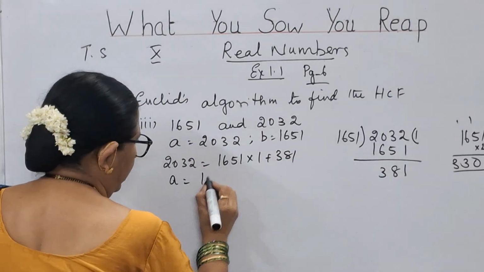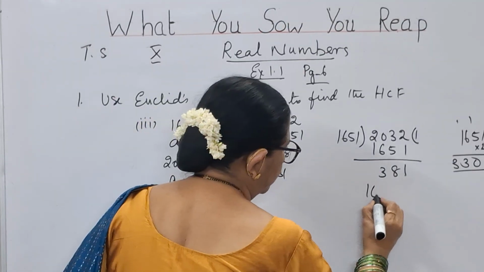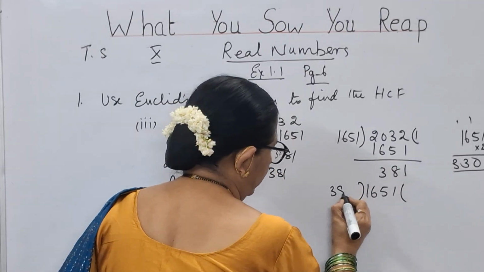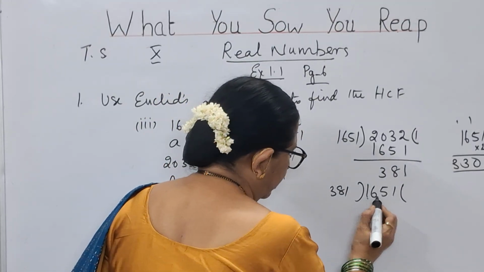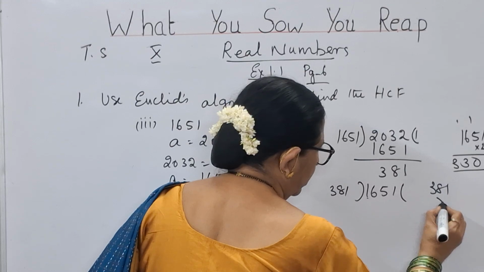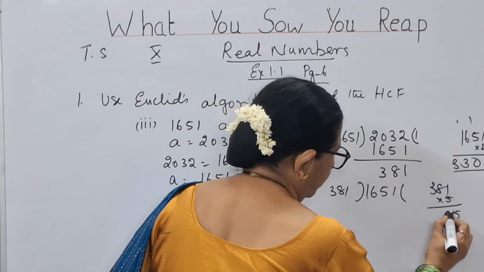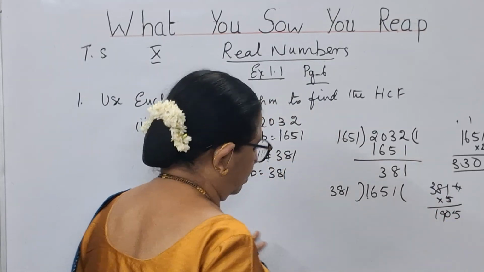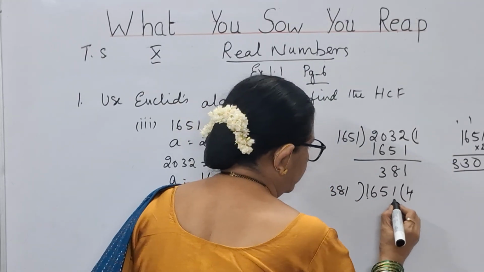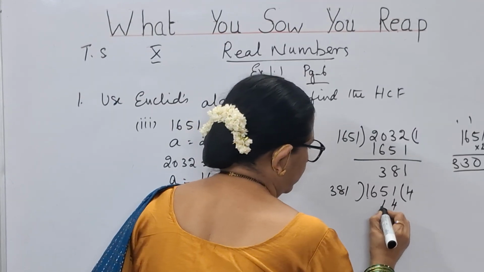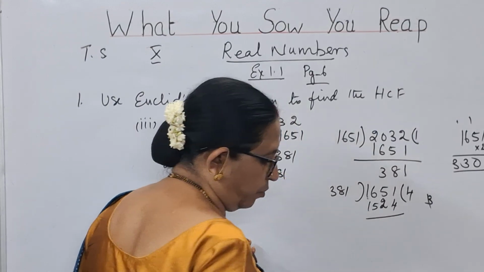Now, you take A as 1651, B as 381. So 1651 divided by 381. Here 1651 by 381 means 16 is there. So 381 into 5. Let us see. 381, 5 1s are 5. 5 8s are 40. 15 plus 4 is 19. So it is a bigger one. So we need to go for 4. When you go for 4, 4 1s are 4, 4 8s are 32, 4 3s are 12, plus 3 is 15. You are getting 1524.